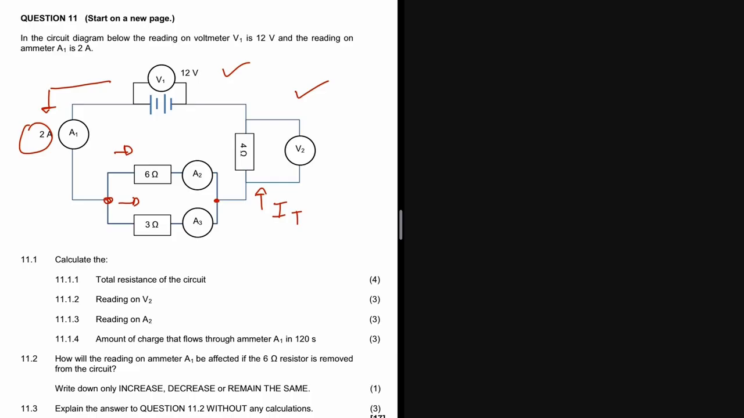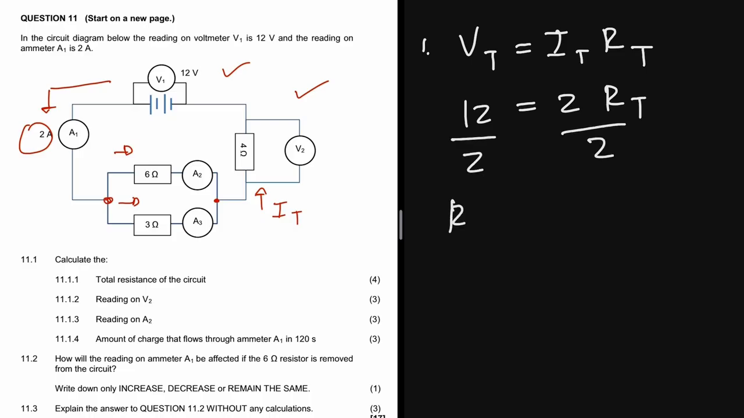The first question says, calculate the total resistance of the circuit. So we can use Ohm's law to calculate the total resistance. Ohm's law says that to calculate the total resistance, you need the total voltage and the total current. We have the total voltage, which is 12 volts, and the total current, which is 2 amps. So we can substitute. Dividing both sides by 2, the total resistance will be 12 divided by 2, which is 6 ohms.